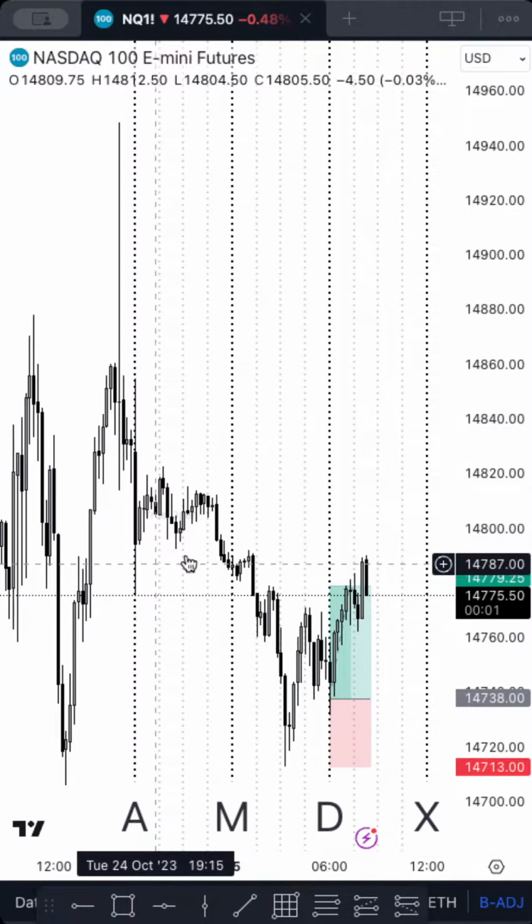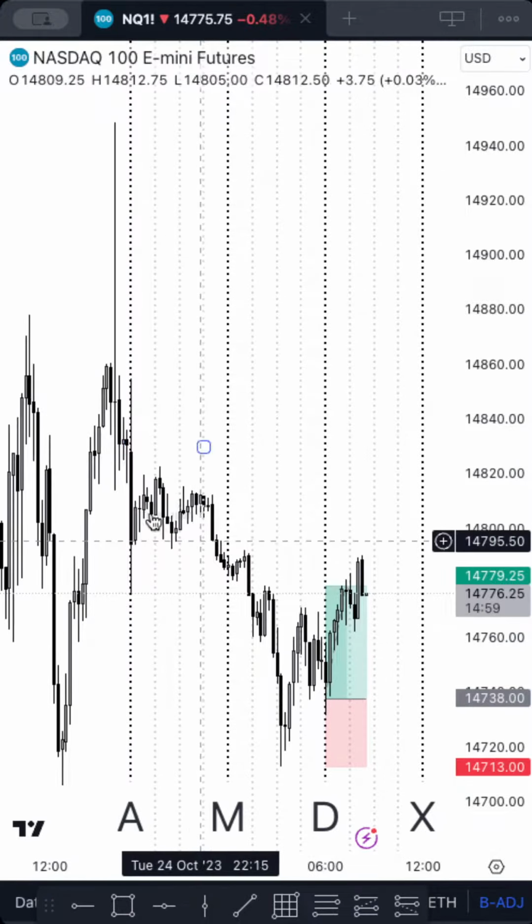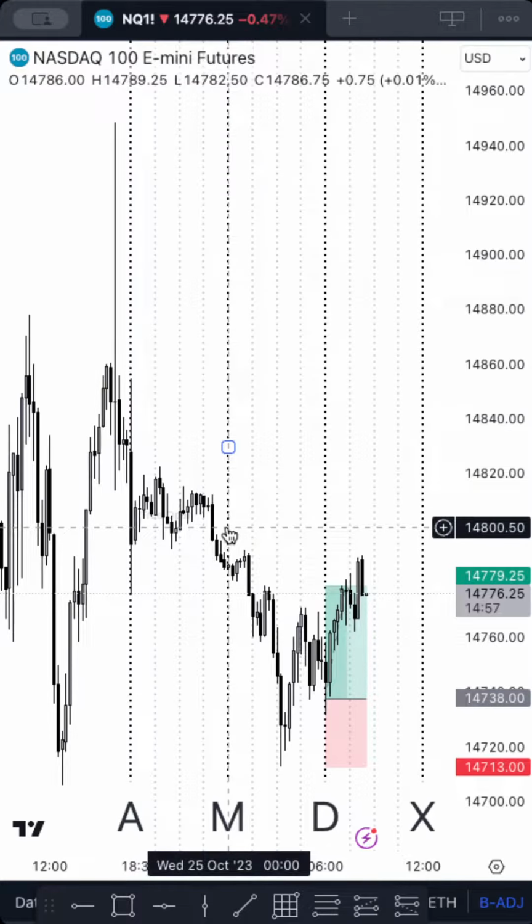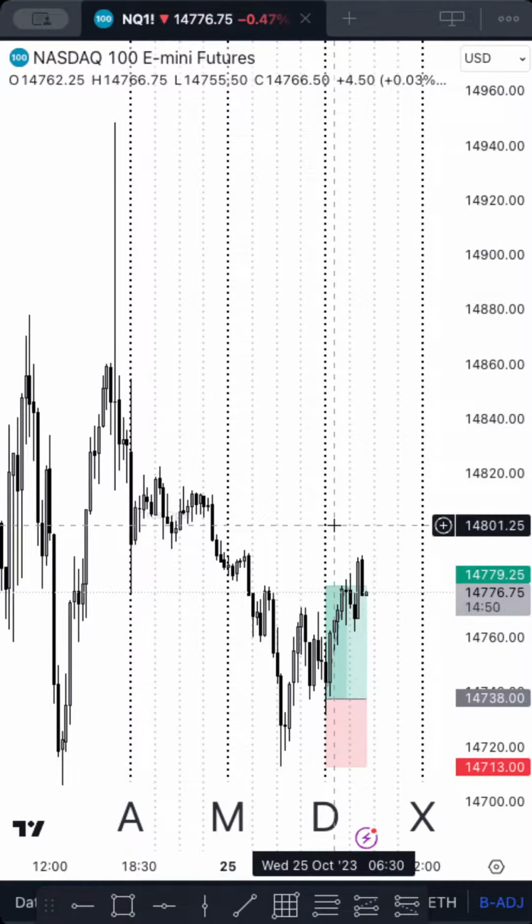So we see that during Asian session, we were accumulating. And then at midnight is where we would manipulate to show where we want to manipulate to. That way then the distribution phase, we will go in the opposite direction.